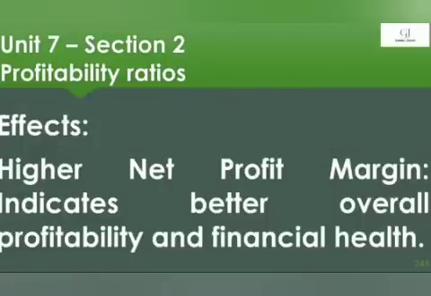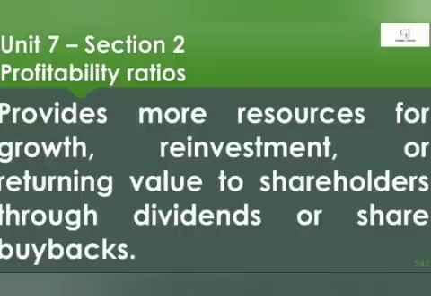The effect is that where you have a high net profit, a high bottom line, there's always overall profitability and financial health. Now, the shareholders are interested in net profit because if there are preference dividends, they will be paid before the ordinary shareholders get their own. So dividend and sharing of profit is very essential for ordinary shareholders. The effects also provide more resources for growth, reinvestment, expansion, returning value to shareholders. I like this because these people are the owners of the business. So returning value to shareholders through dividends or share buybacks.